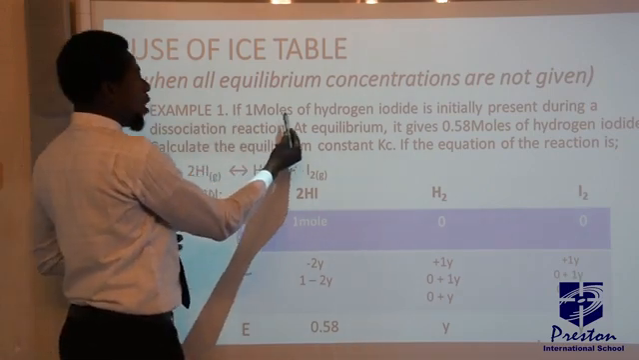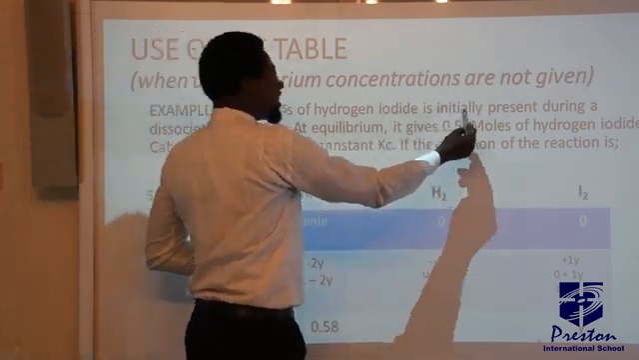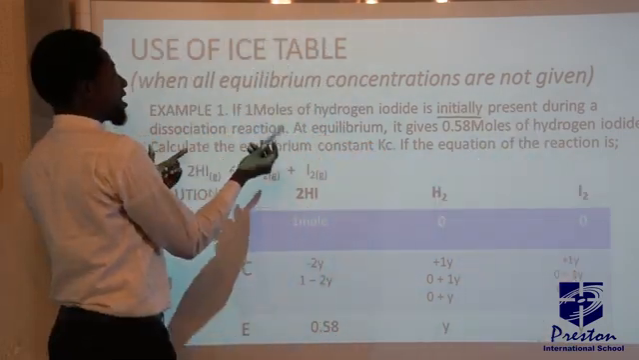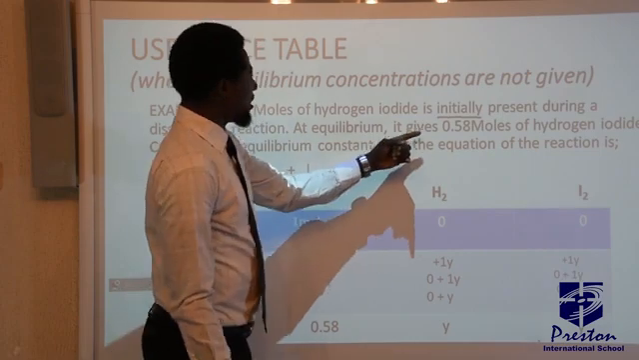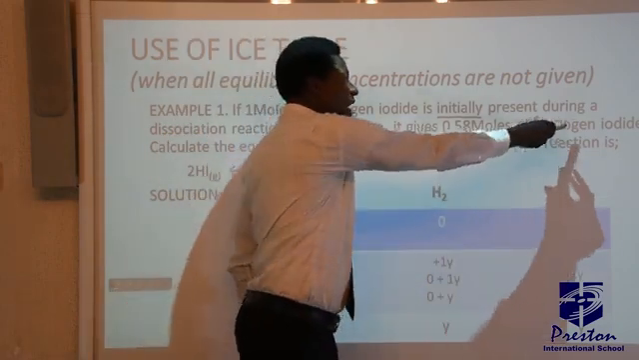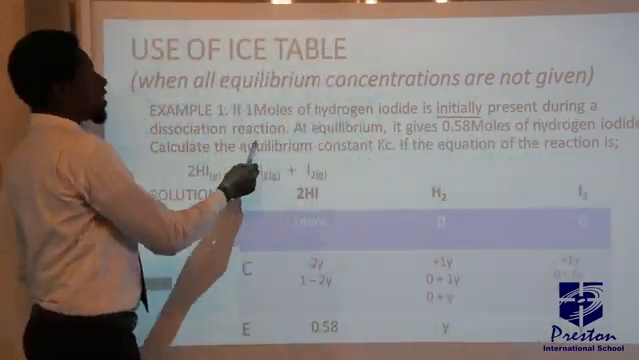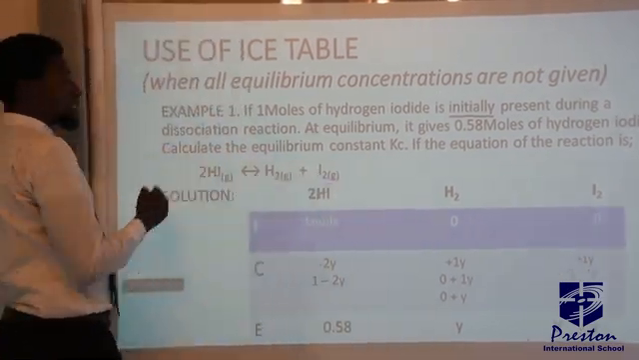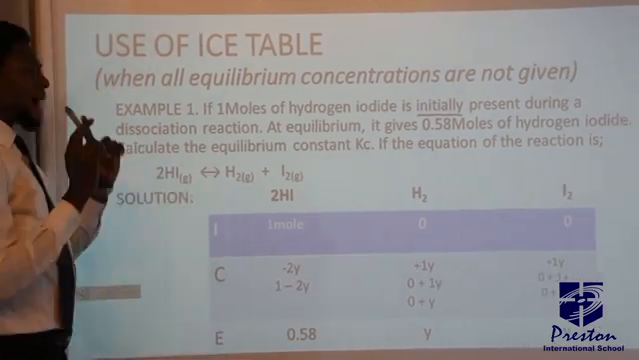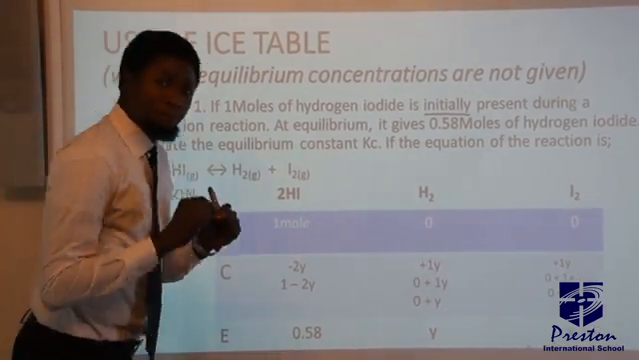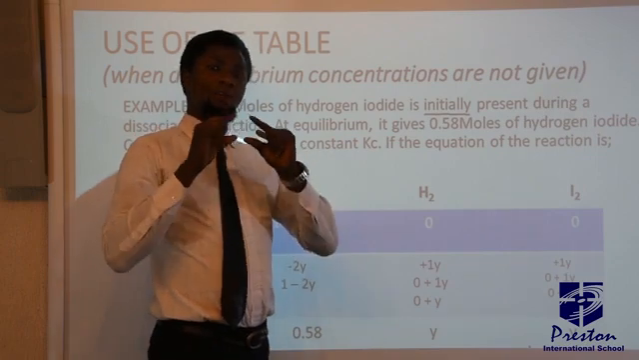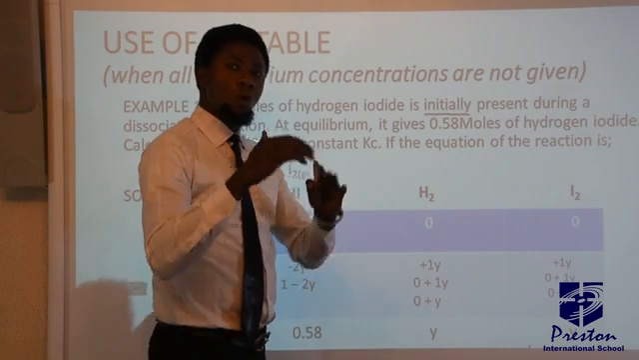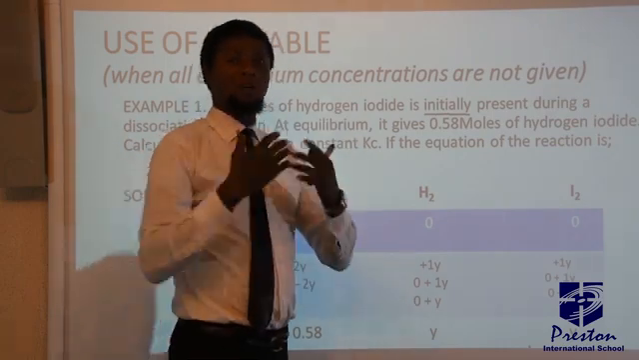When all equilibrium concentrations are not given, then we make use of an ICE table. Example 1. If 1 mole of hydrogen iodide is initially, let's take note of that word initially, present during a dissociation reaction, at equilibrium, it gives 0.58 moles of hydrogen iodide, then calculate the equilibrium constant Kc if the equation of the reaction is represented thus. Mind you, at initial stage, if you are given a reactant, you should not expect any product. Product is only formed whenever the reaction has begun.